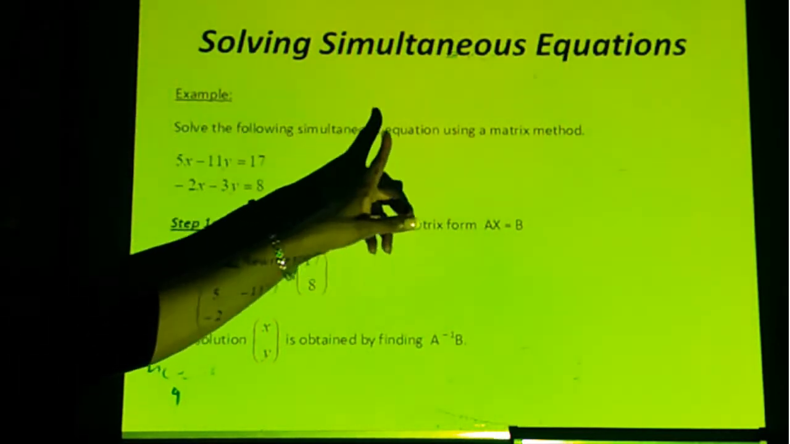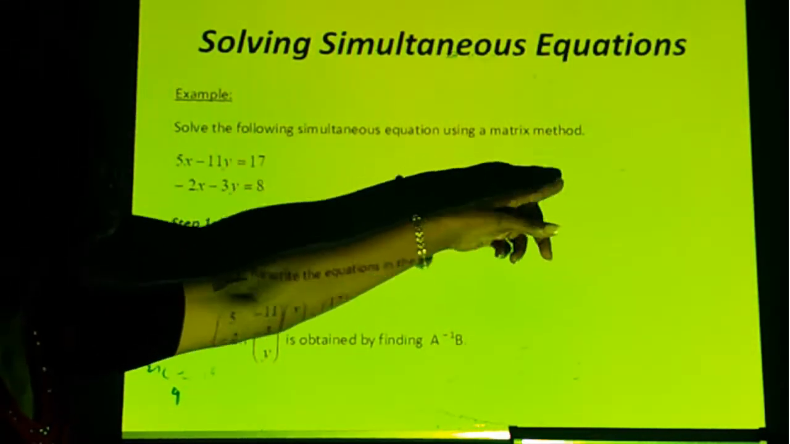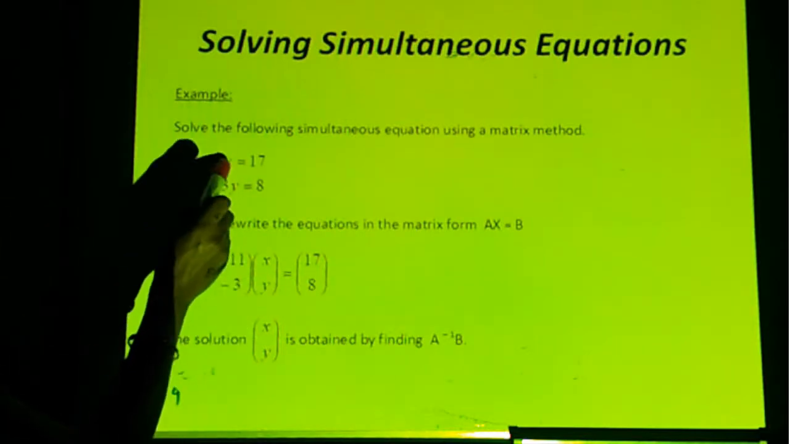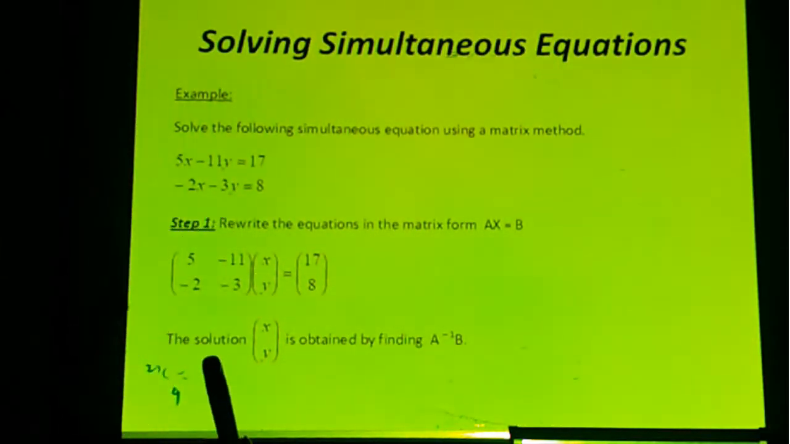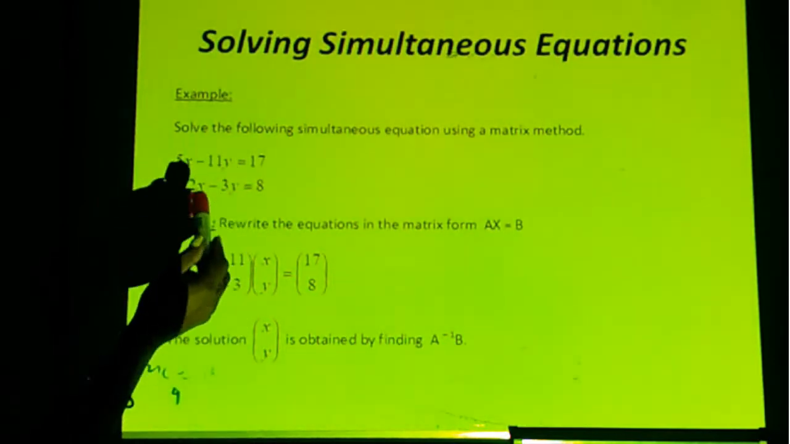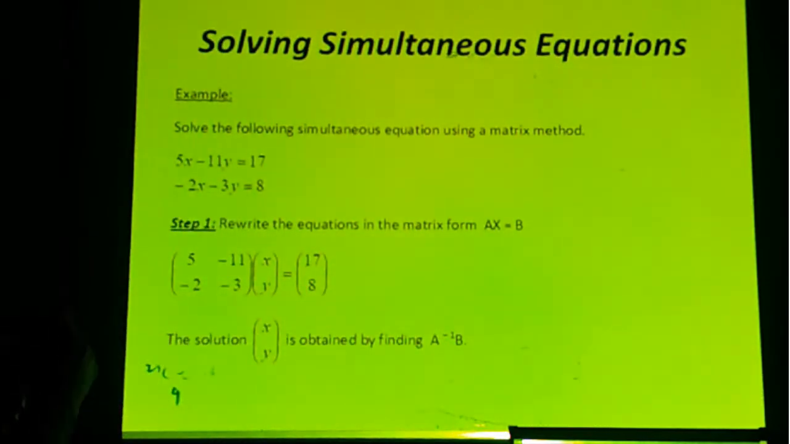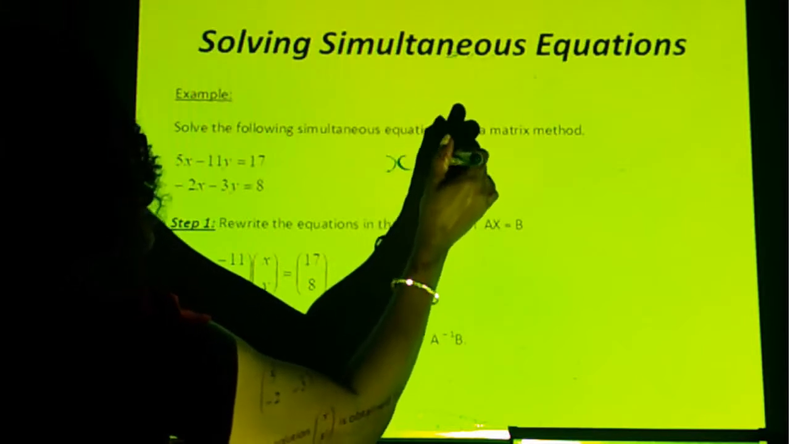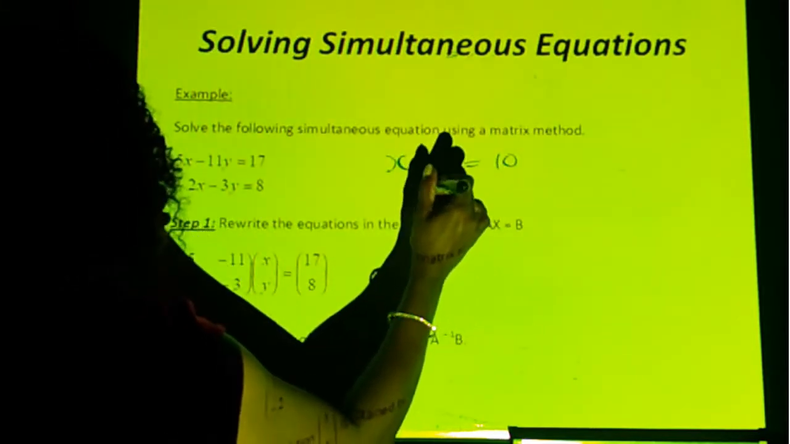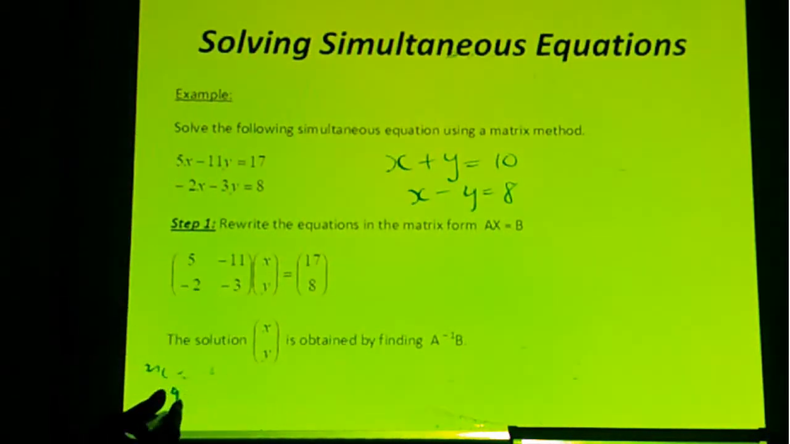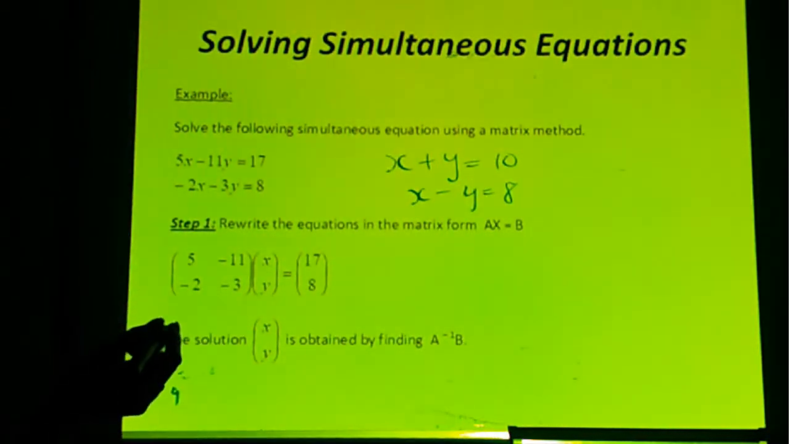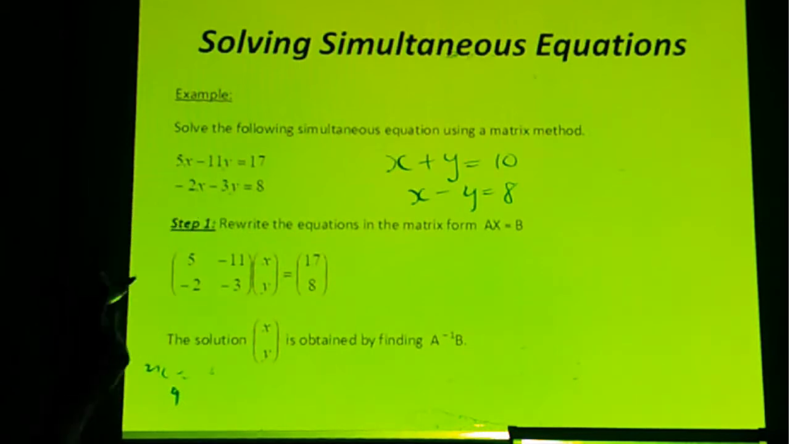Solve the following simultaneous equations using a matrix method. It's not too easy to guess the answer or the values for x and y here. It will take you some time to figure it out. The one I gave you earlier on, x plus y equals 10, x minus y equals 8, is easy to figure out. You could guess that. But this will take some time.